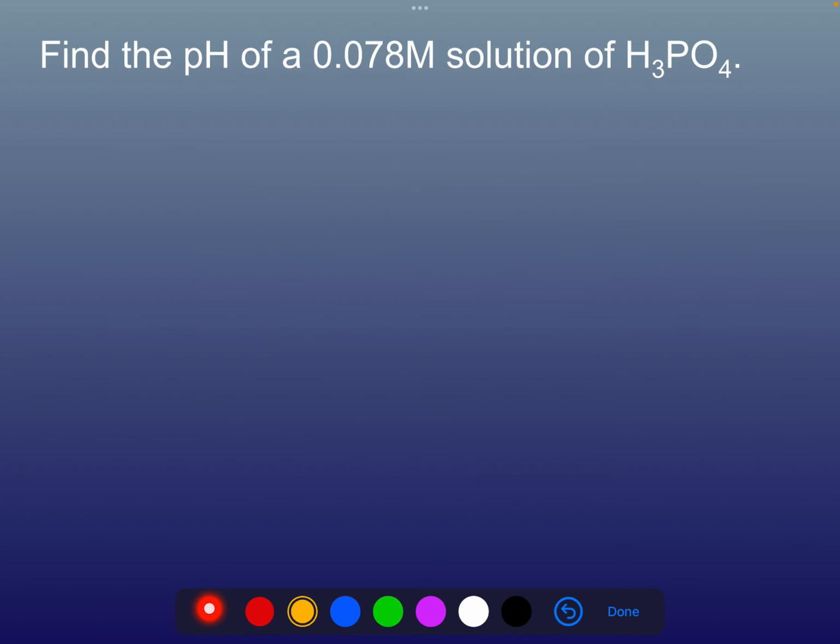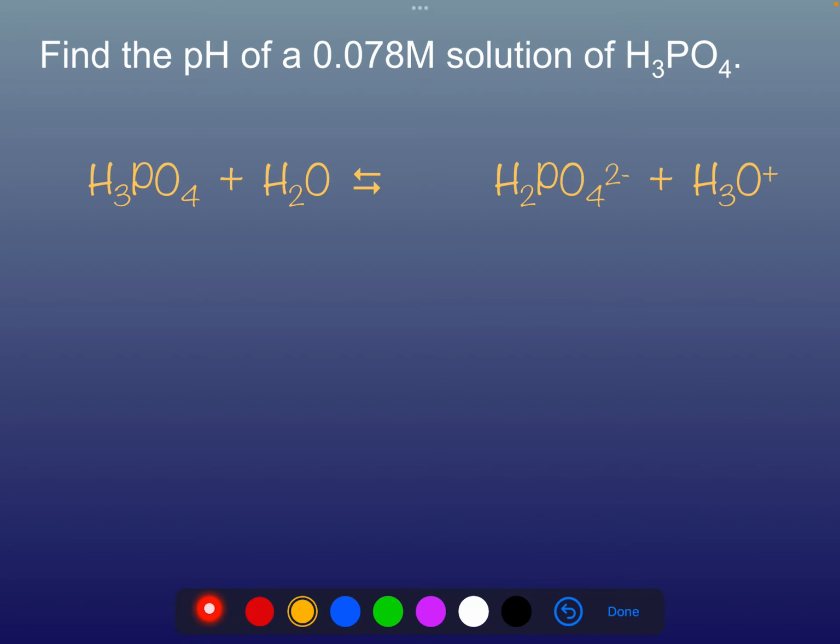So let's look at a problem with this. Here it wants us to find the pH of a 0.078 molar solution of phosphoric acid. And phosphoric acid, we would set up our equation whenever it is in water. It makes the hydrogen phosphate ion and hydronium. So this is that first reaction.